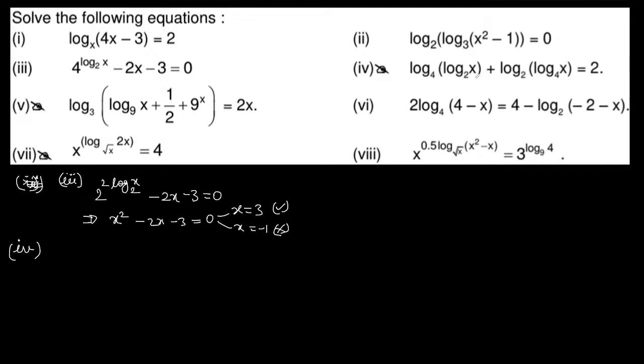Now we are on the fourth. Let's solve it. So 4 could be written as 2 to the power 2, isn't it? Because our aim is to make the bases the same. So if it is 2 to the power 2, it will come out to be 1 by 2. So it is nothing but 1 by 2 log x base 2 plus log x base 4 equal to 2.